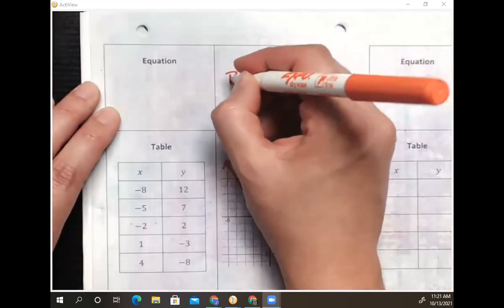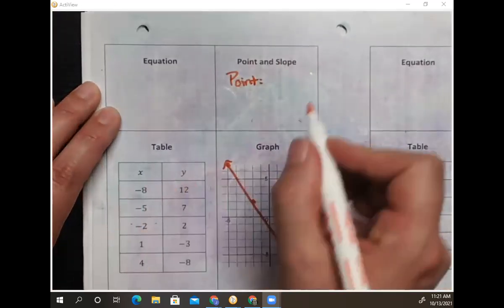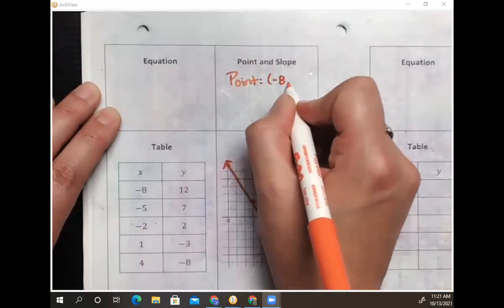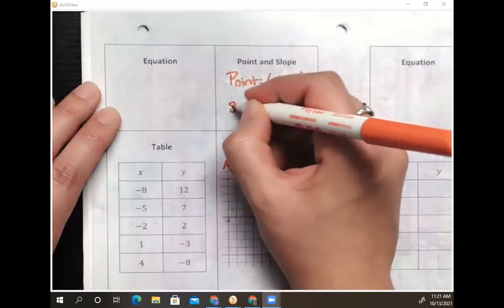So we need a point and the slope to write our equation here. I'm just going to pick the top point from the table. You could pick any point that you like. And then I need the slope.